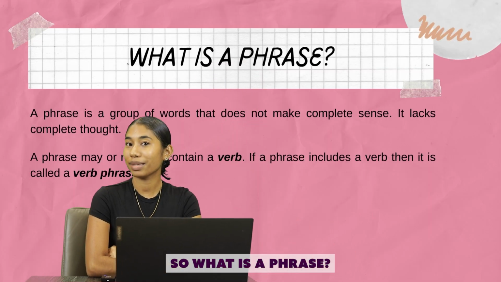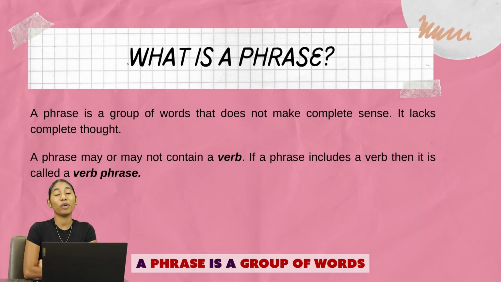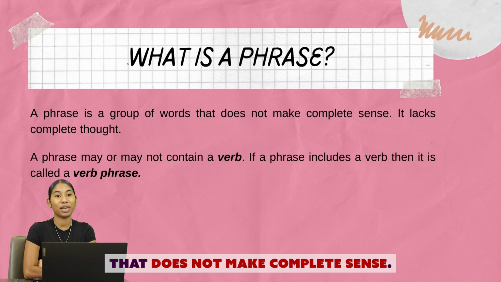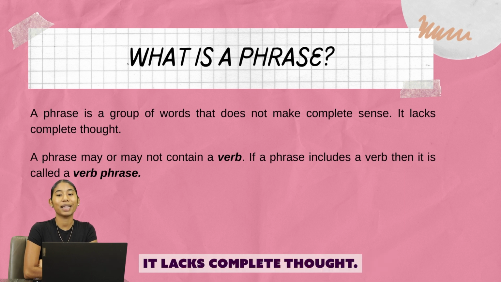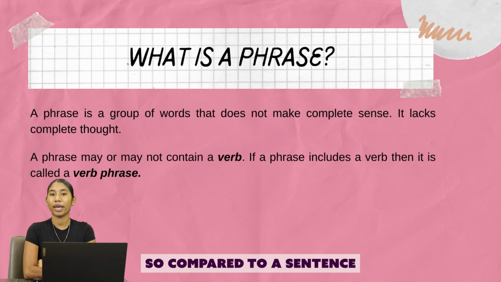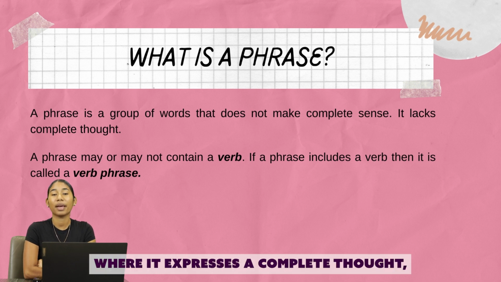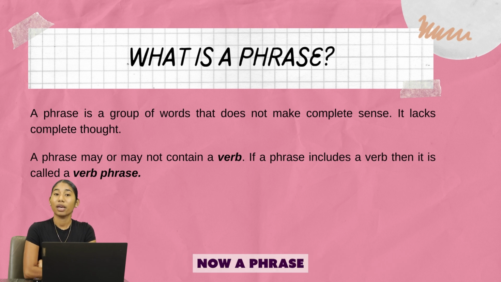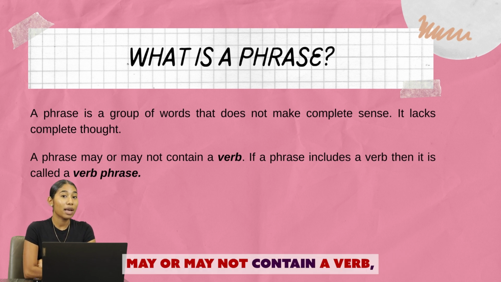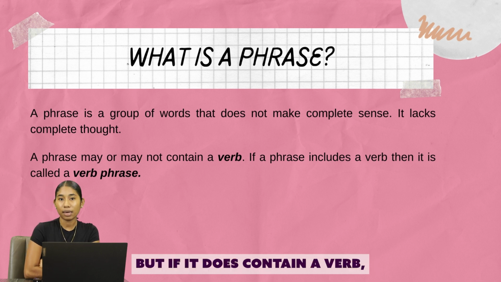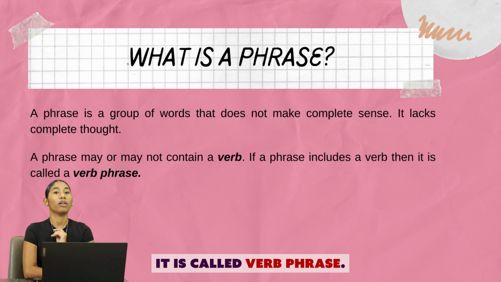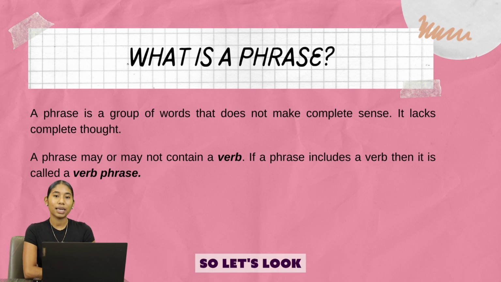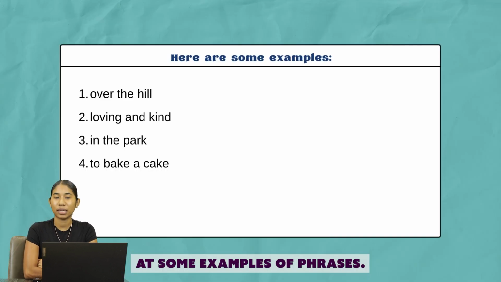So, what is a phrase? A phrase is a group of words that does not make complete sense. It lacks complete thought. So, compared to a sentence, which expresses a complete thought, phrases do not. Now, a phrase may or may not contain a verb, but if it does contain a verb, it is called a verb phrase. So let's look at some examples of phrases.